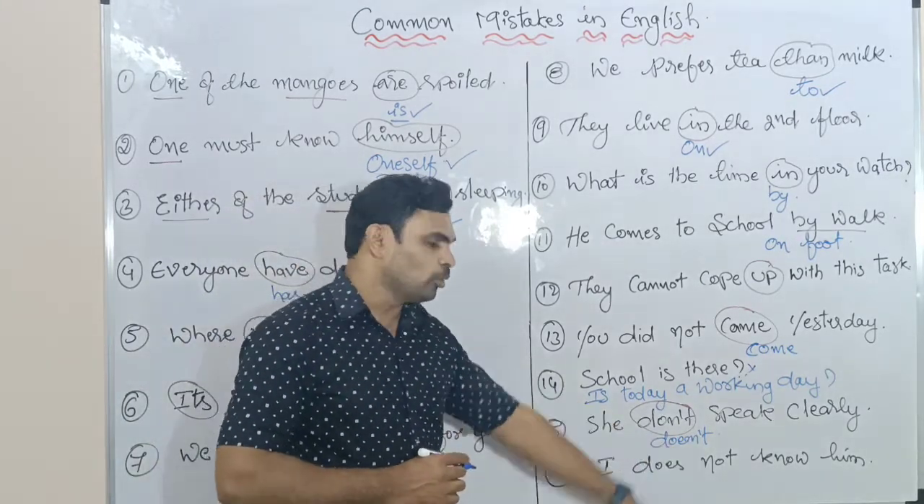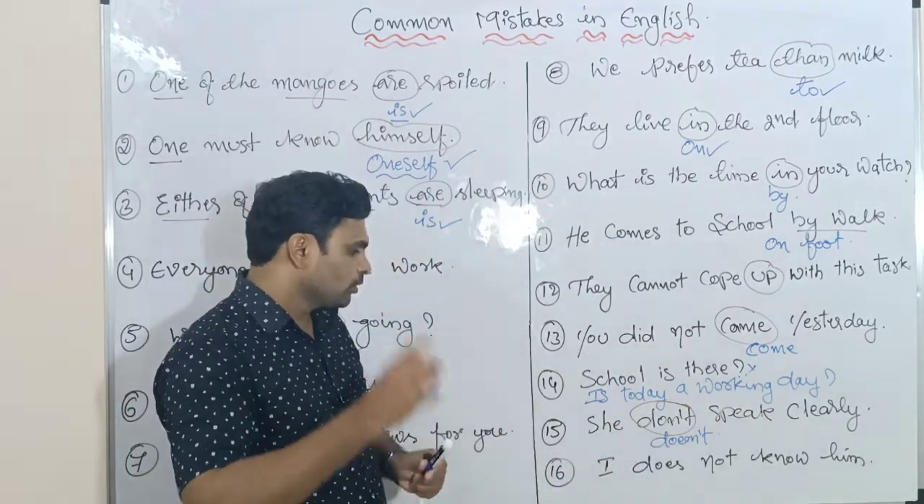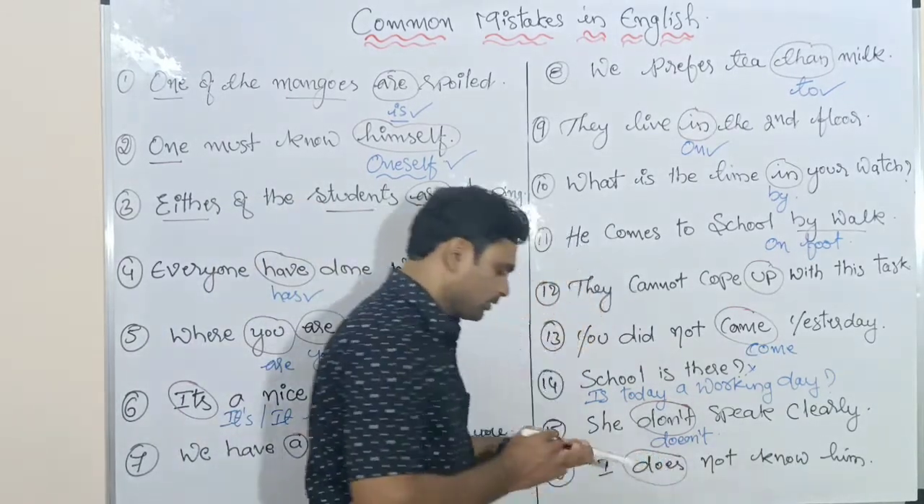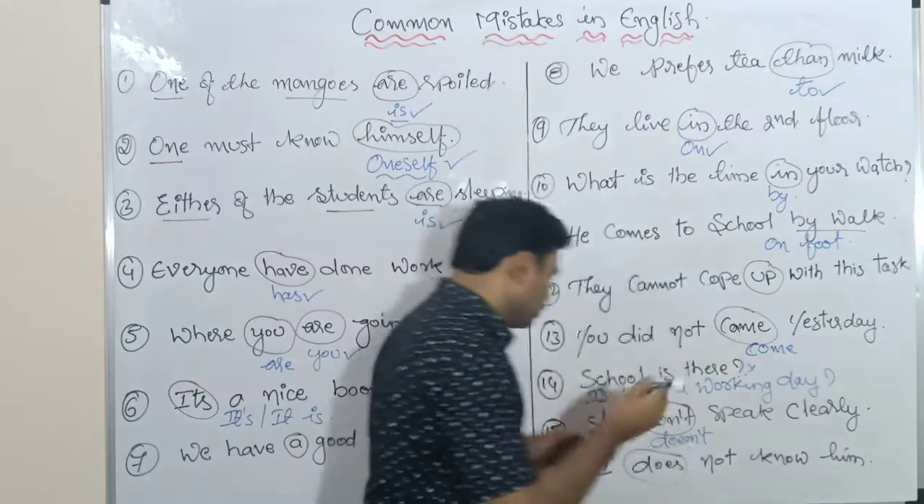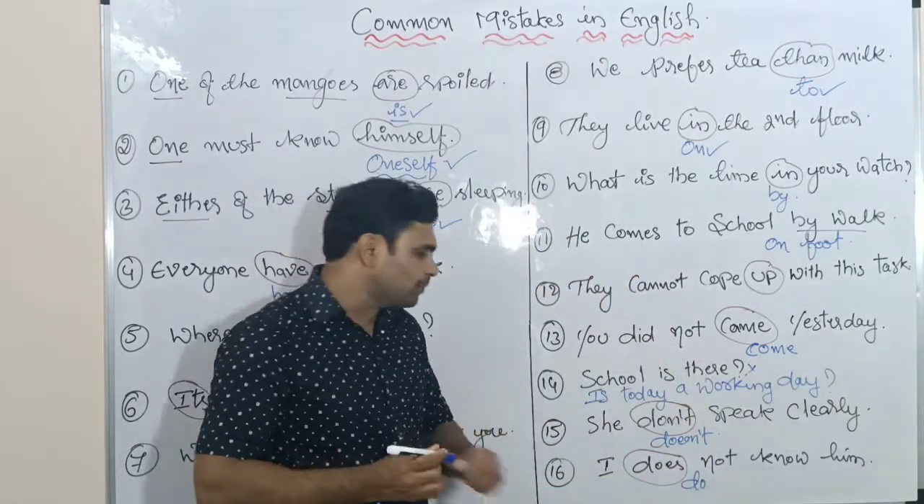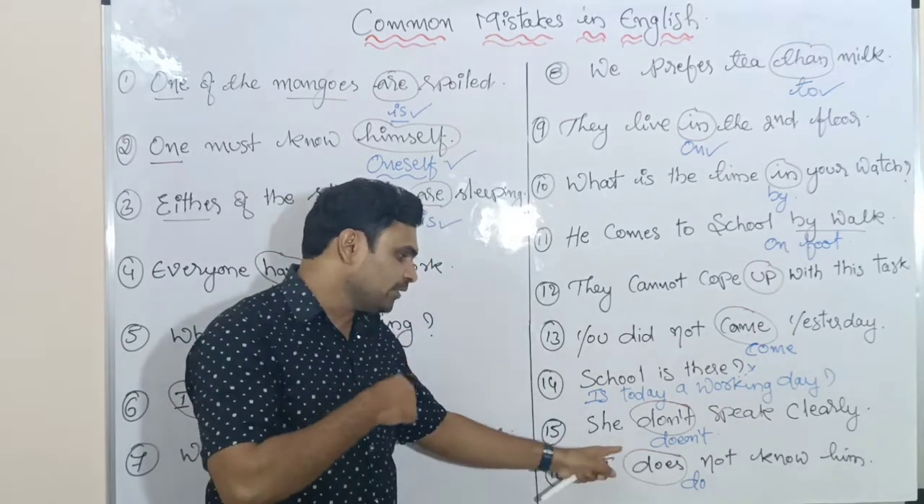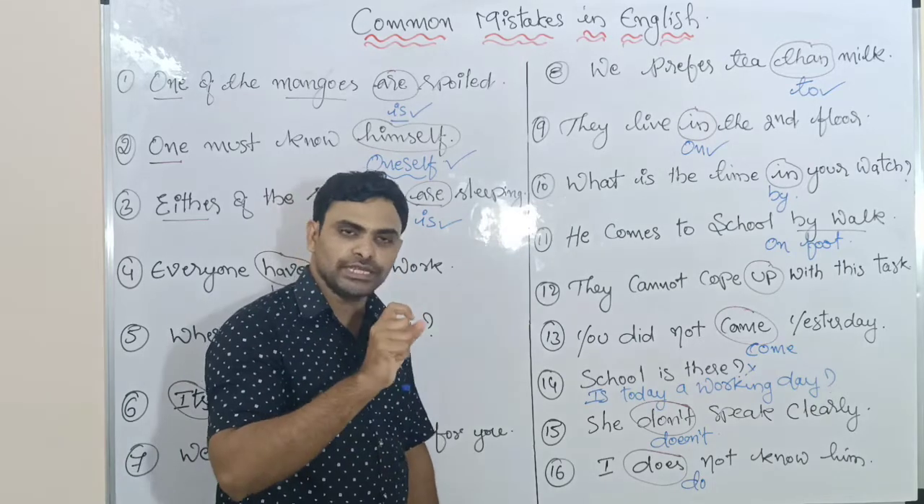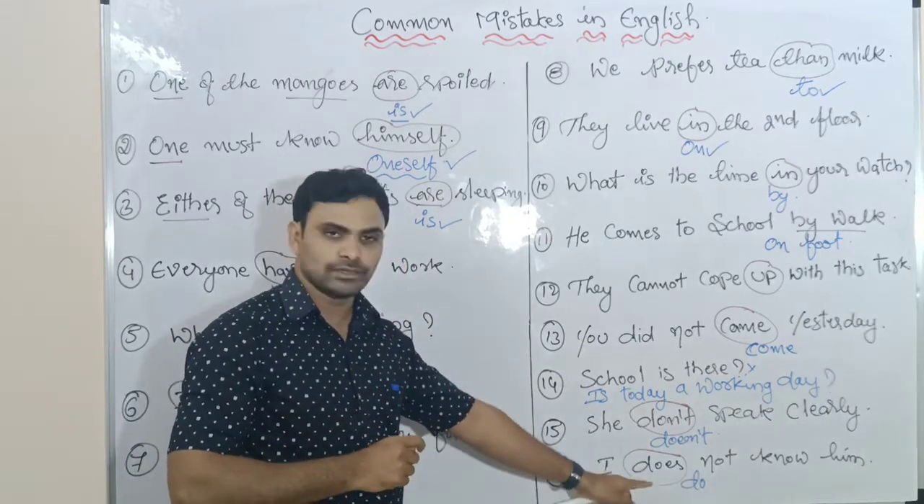I does not know him. Again, this one is wrong. So with I don't use does, but use the word do. I do not know him. So remember this trick. With I use do. With he, she, and it does.